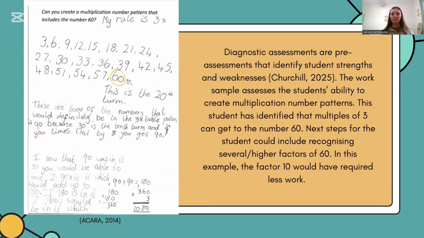Diagnostic assessments are pre-assessments that identify students' strengths and weaknesses. The work sample assesses the student's ability to create multiplication number patterns. The student has identified that multiples of 3 can get to the number 60. Next steps for the student could include recognizing several or higher factors of 60. In this example, the factor 10 would have required less work.